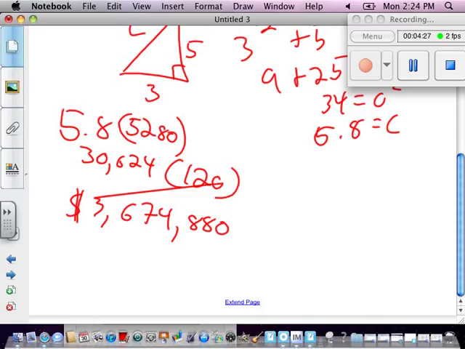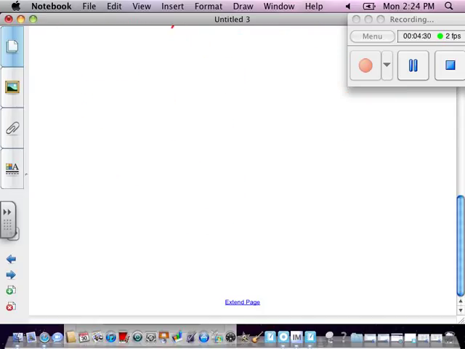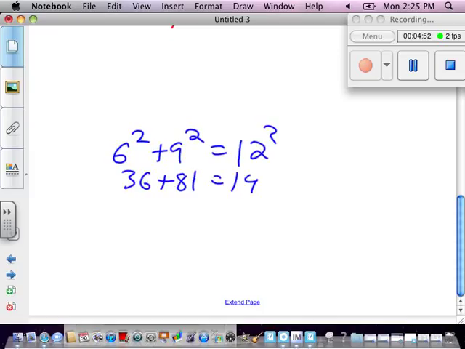All right. Let's look at the Pythagorean triples. Which one is a Pythagorean triple? 6, 10, 18, or 1, 1, 3, or 6, 9, 12, or 5, 12, 13? Yes, Chris. 6, 9, 12, you think. 6 squared plus 9 squared equals 12 squared. So 36 plus 81 equals 144.